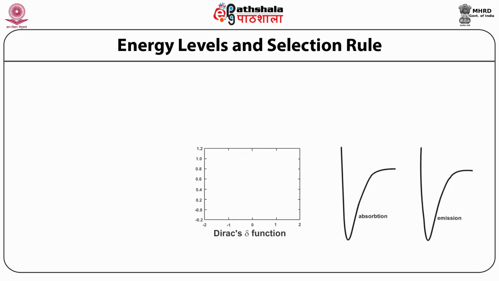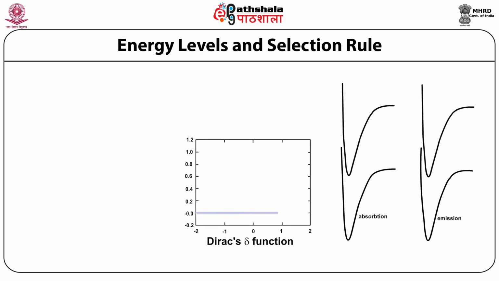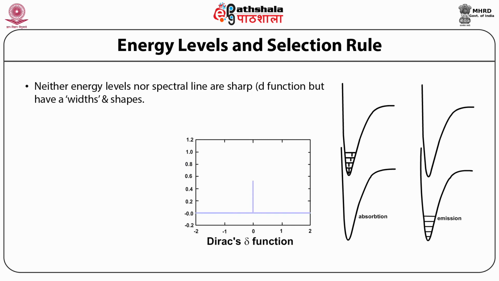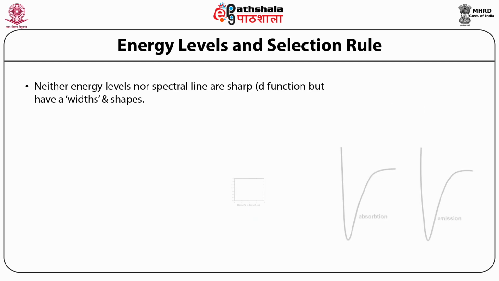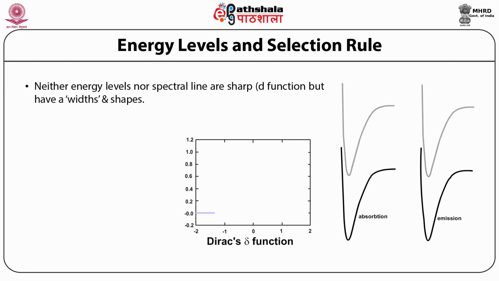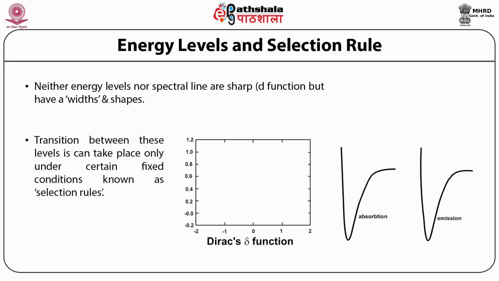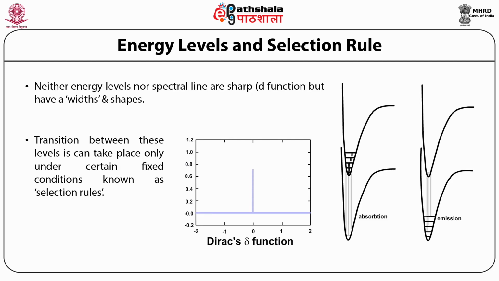Let me explain energy levels and selection rule. Neither energy level nor spectral line are sharp like Dirac's delta function, but both have some widths and also shapes, as shown in the lower side. The upper level also has a distribution, so also has the lower level. Now the transition between these levels can take place only under certain fixed conditions known as selection rules.